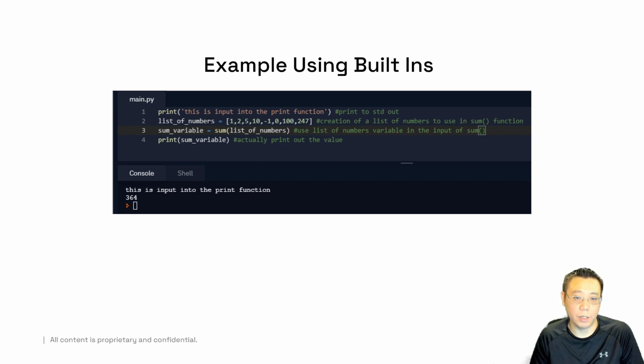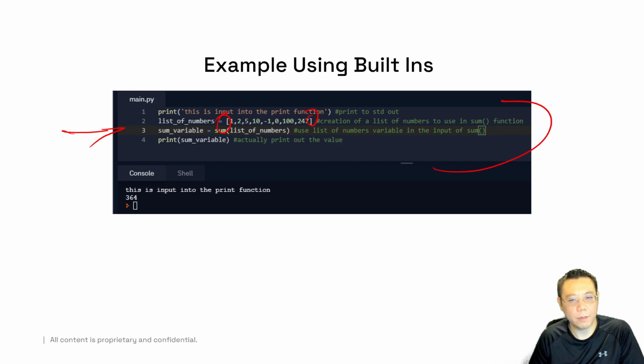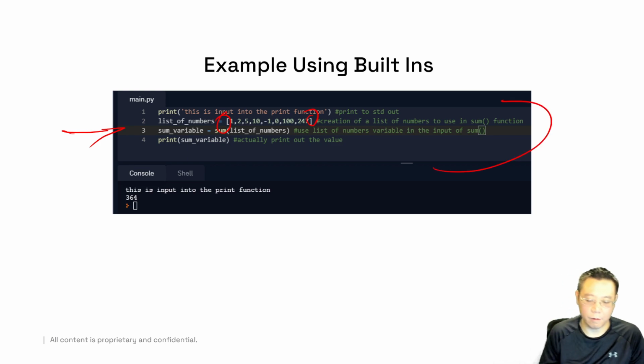Here are examples using some built-ins right now. You already saw print. What about a list of numbers inside a list? So every time you say the word list, think of square brackets. Put anything in that list, numbers, characters, whatever. You can also sum a list of numbers inside a function and print that back out. So between 1, 2, 5, 10, -1, 0, 100, and 247, the sum of all that is 364. Harder to do in your head as a human, quite easy in programming. Notice that we use our inline comments right here if we so desire.